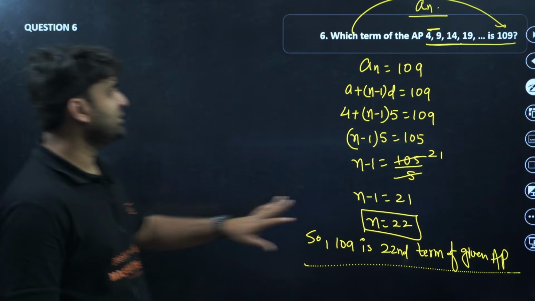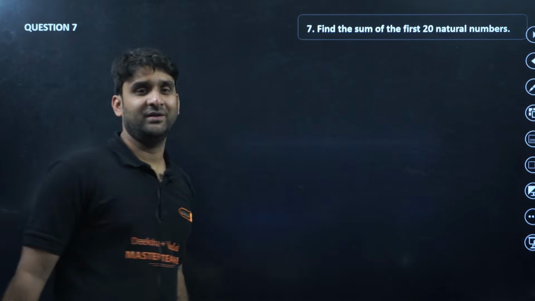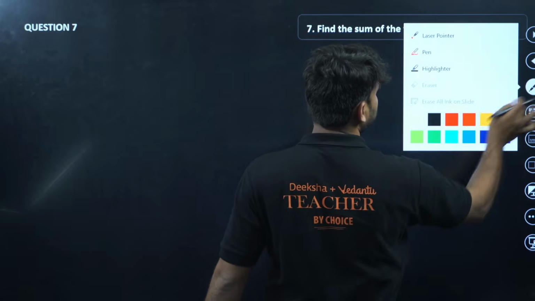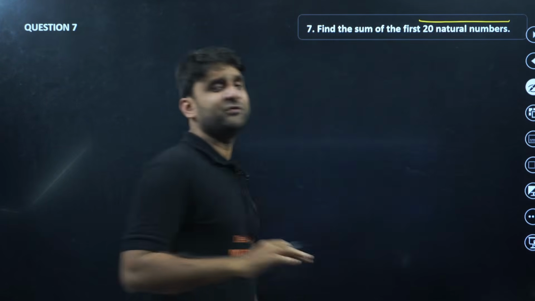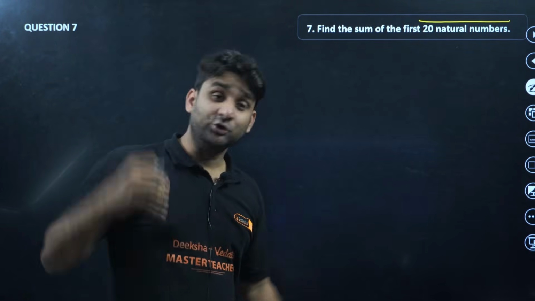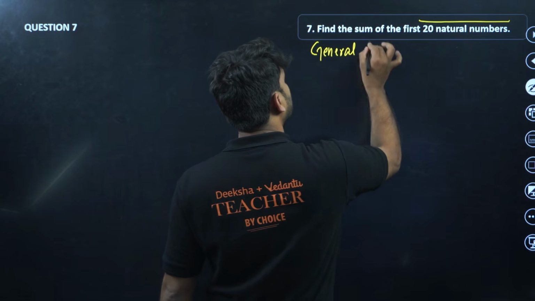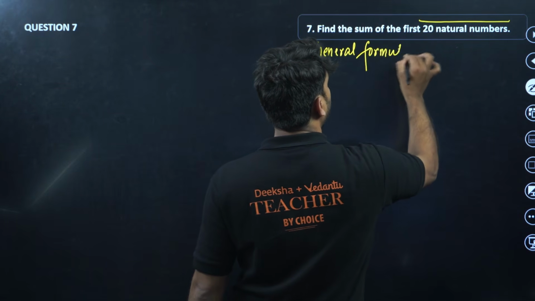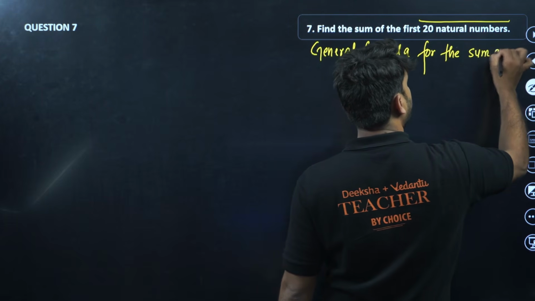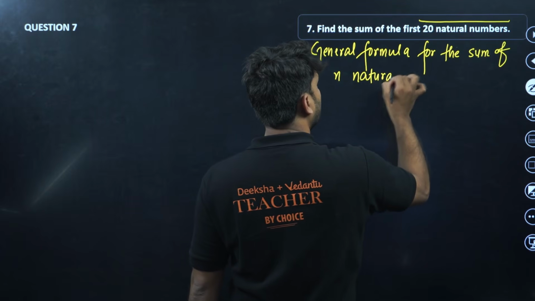Moving to the next question, question number 7. Very easy question. Find the sum of first 20 natural numbers. Guys, listen. Whenever such a question comes in front of you, find the sum of first 20 natural numbers, 40 natural numbers, so we have a general formula for this. General formula for the sum of n natural numbers.